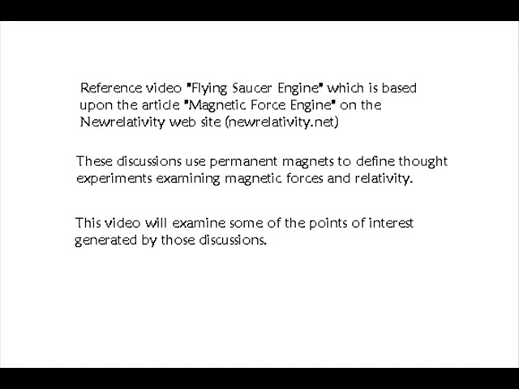This video is a further discussion of the video Flying Saucer Engine, which appears on this website, www.newrelativity.net. That video comes from the article Magnetic Force Engine, also on the website. The key component in those discussions is a permanent magnet that rotates about an axis. This video will examine some of the points of interest generated by those discussions.